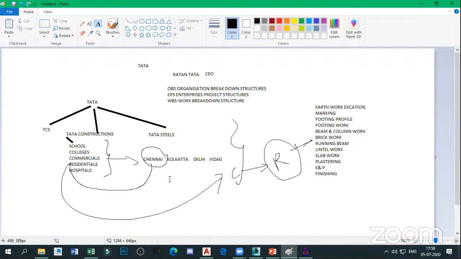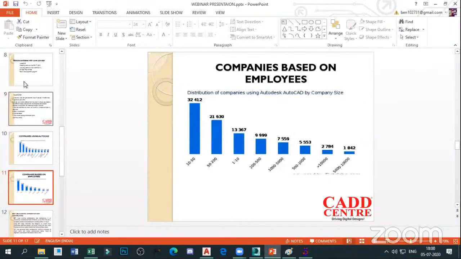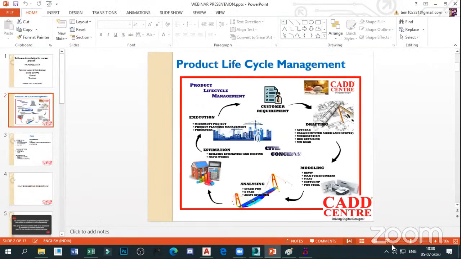What is the importance of Primavera? It is possible by categorizing from Tata Construction what profiles, what locations we have, what activities they are handling, and how many people are working in that. This is the execution profile, right? This is the last thing in life cycle management.